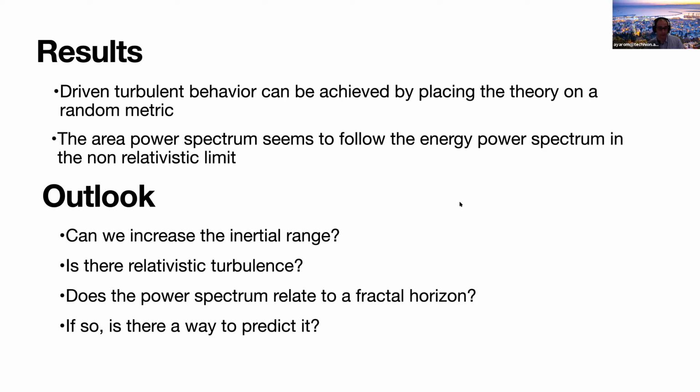I talked about relativistic turbulence. I think this is an open question whether or not there's any sensible definition of relativistic turbulence. And of course, what we really want, like I said at the very beginning, is to try and parameterize the energy power spectrum or higher moments of the average velocity field to some geometric quantity. So for example, one of the ideas out there is that the event horizon has in some sense a fractal dimension. Does the power spectrum relate to the fractal dimension of the event horizon?